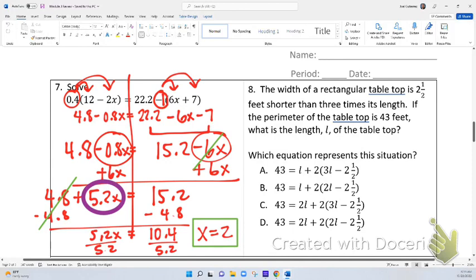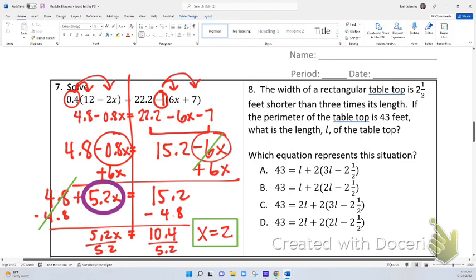For question number 8, it says the width of a rectangular tabletop, okay, is 2.5 feet shorter than 3 times its length. So if the perimeter of the tabletop is 43, okay, remember perimeter means when you add up all the sides. It says what is the length, right? So we know that it has to equal 43. If you look at all the equations, they all equal 43. So we can't eliminate anything yet.